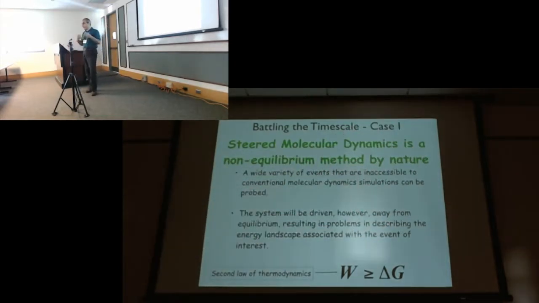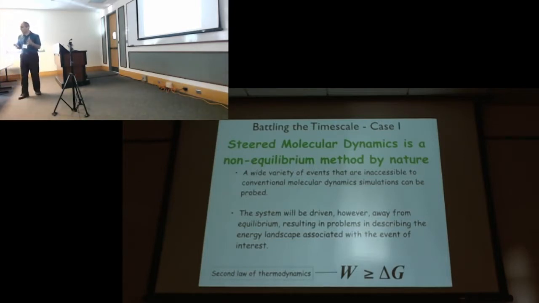So by doing SMD, you move from equilibrium. You have to be very careful about how you interpret your results. Some of them might be artificial. Let's say if you really pull me very hard, I go over this table, even though it's not the natural pathway and mechanism. So you might have a lot of hysteresis in the system.